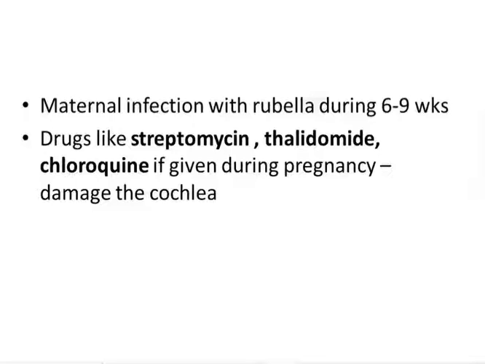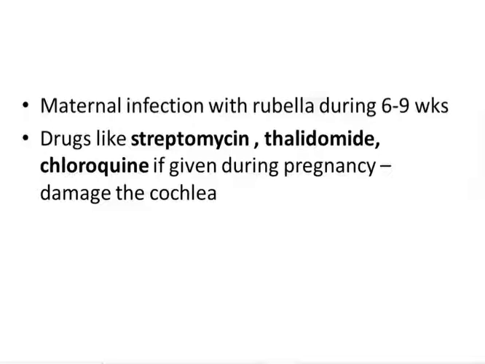Or the maternal infection with rubella during 6 to 9 weeks of pregnancy. In a 6 to 9 weeks pregnant lady, whenever the mother is infected with rubella, or whenever she uses drugs like streptomycin, thalidomide, or chloroquine, that can lead to cochlear damage. So you should be very careful, right, while prescribing drugs. What are the drugs that mainly cause cochlear damage? They are streptomycin, thalidomide, or chloroquine. Or the maternal infection with rubella. So that may also cause cochlear damage.